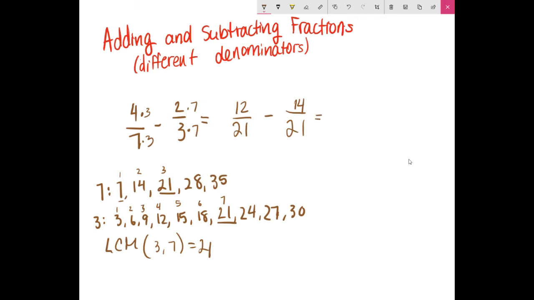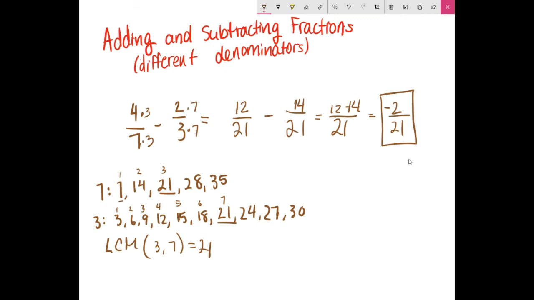Okay, now we're going to subtract. Remember, the denominator stays the same. The numerator is all we need to subtract. We got 12 minus 14. 12 minus 14 is actually negative 2. So our new fraction is negative 2/21. That's a weird word to say. And there you go. You have the answer.